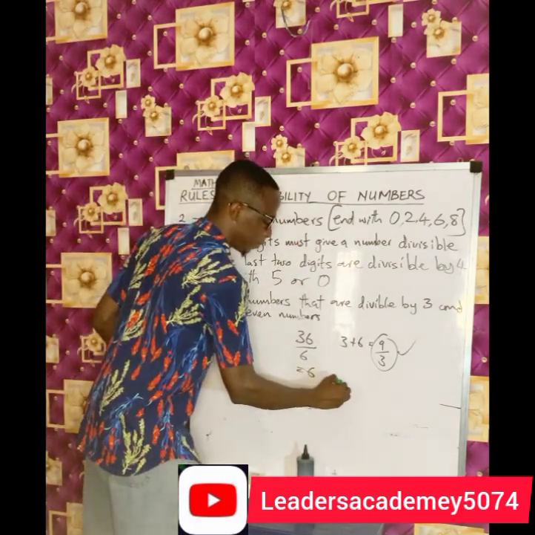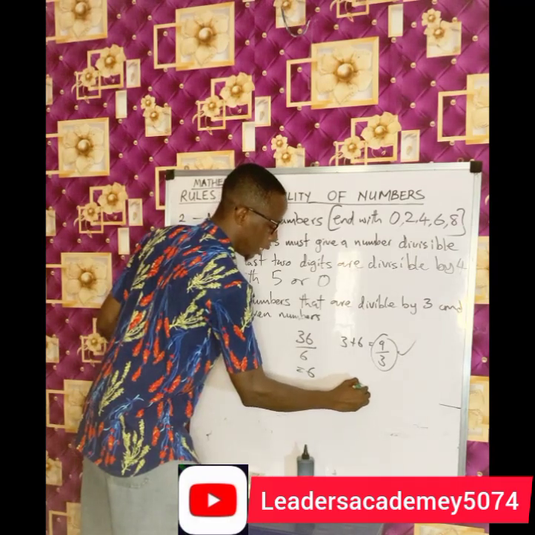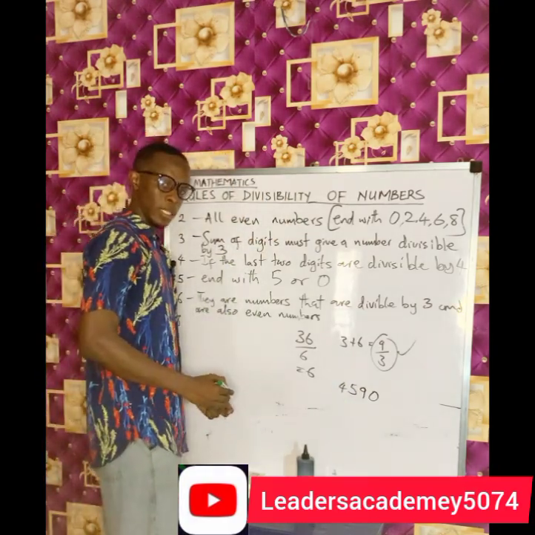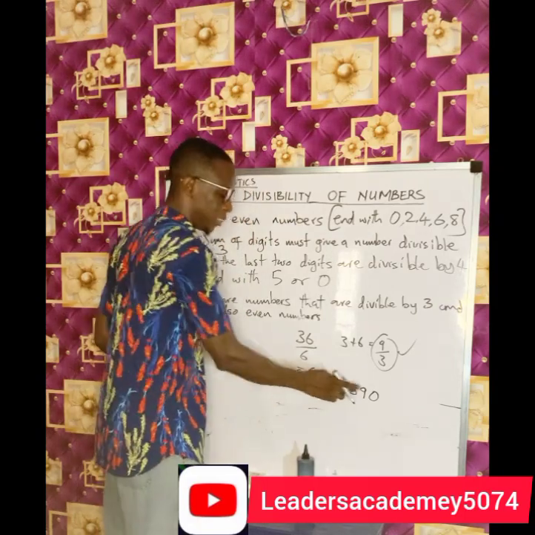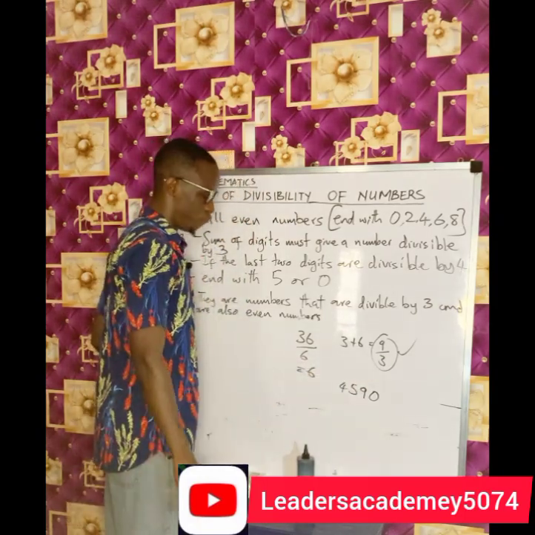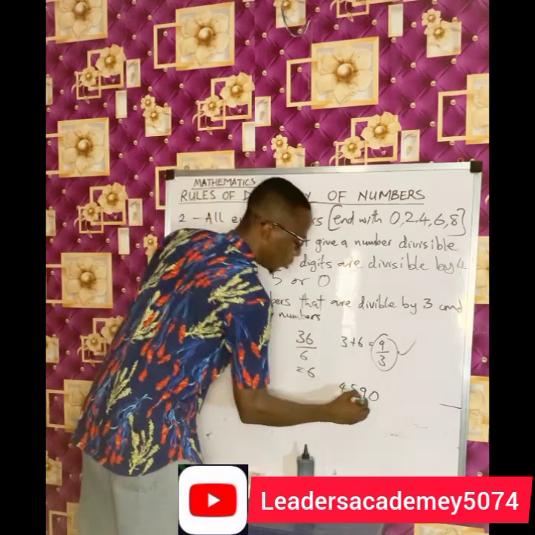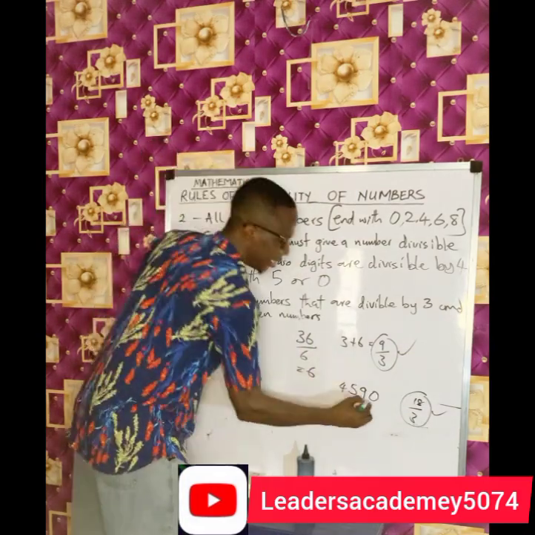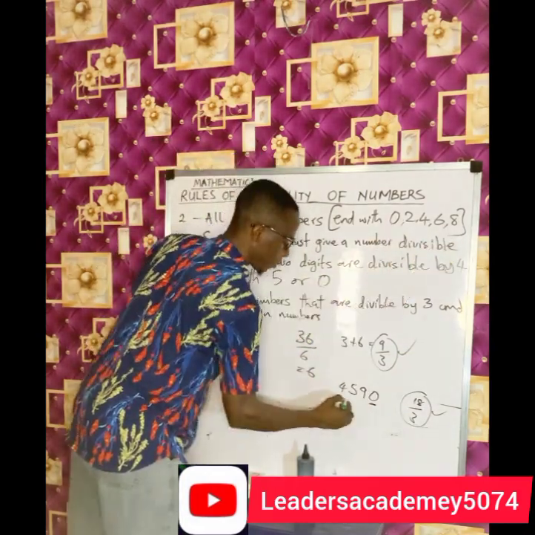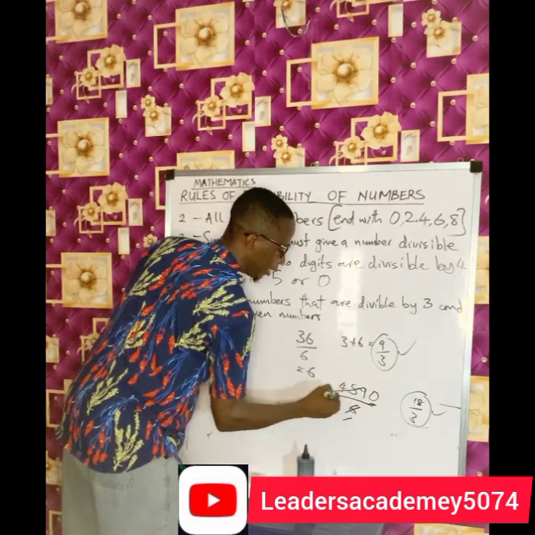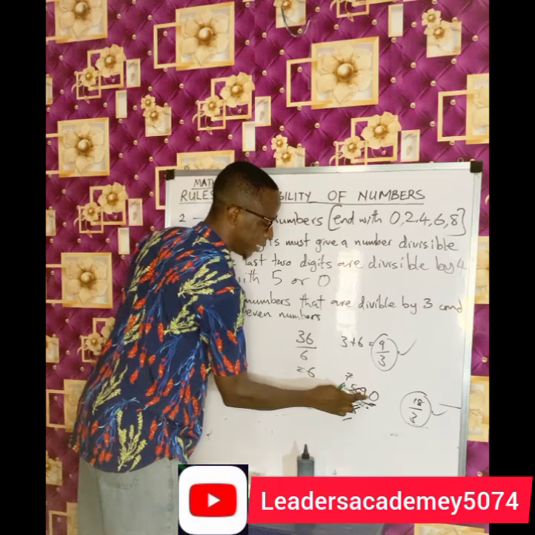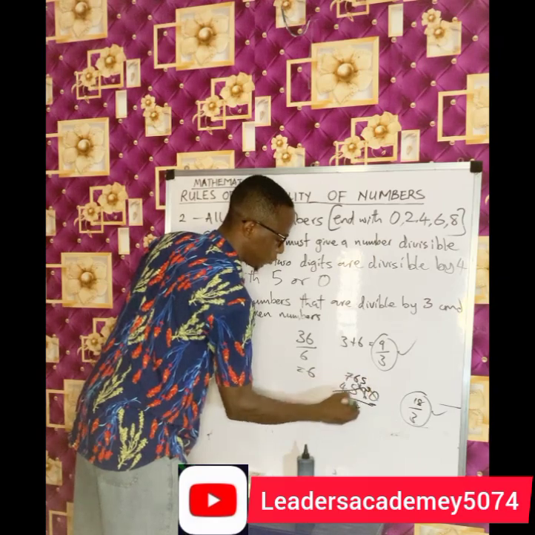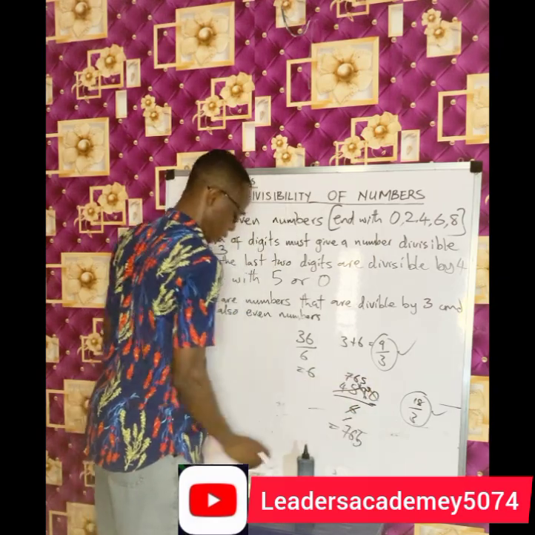Let's take 4590. Is 4590 divisible by 6? 4 plus 5 gives me 9, plus 9 gives me 18, plus 0, 18. So we have 18 over 3, correct, and it ends with an even digit. So therefore this number is divisible by 6.